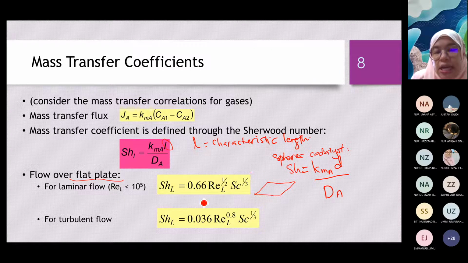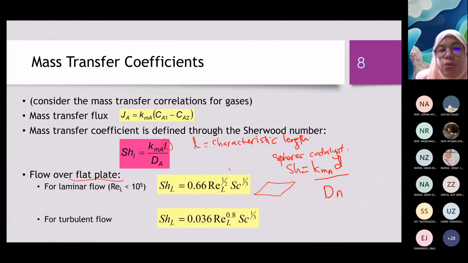Therefore, this is how you can calculate the Sherwood number. You need to know the Reynolds number and Schmidt number. And for turbulent flow, this is the equation. Usually all these equations will be given. So let's say you need to calculate the Sherwood number. The formula to calculate it will be given, or sometimes the values of Reynolds number and Schmidt number are already given. So just insert them into the equation. Similar for turbulent flow. So to calculate the Sherwood number for flow over a flat plate, this is the equation.